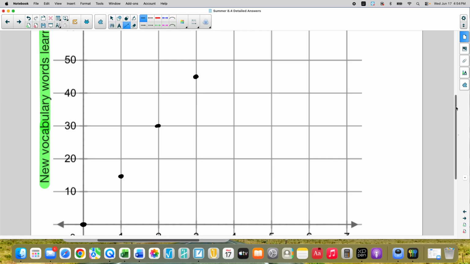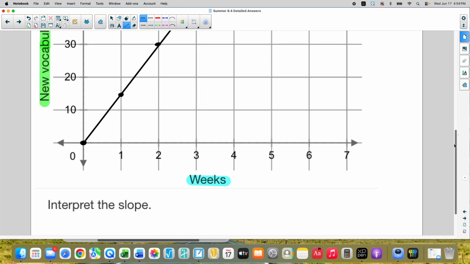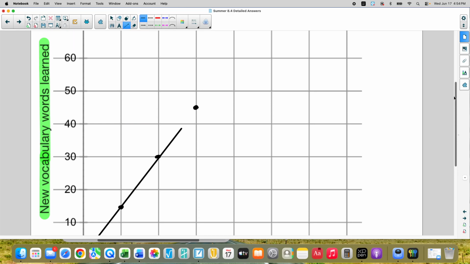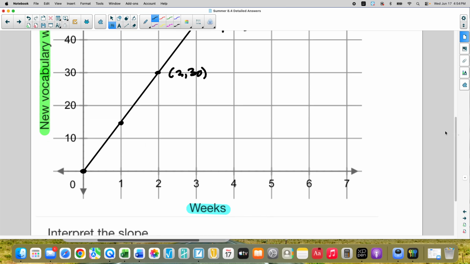Now, what's different with this one is we're going to stay at the origin. We're not going to go through there because you can't learn negative words and you can't have negative weeks. So that will have an arrow though. We can label some points. This is 345. This is 230. And this is 115.